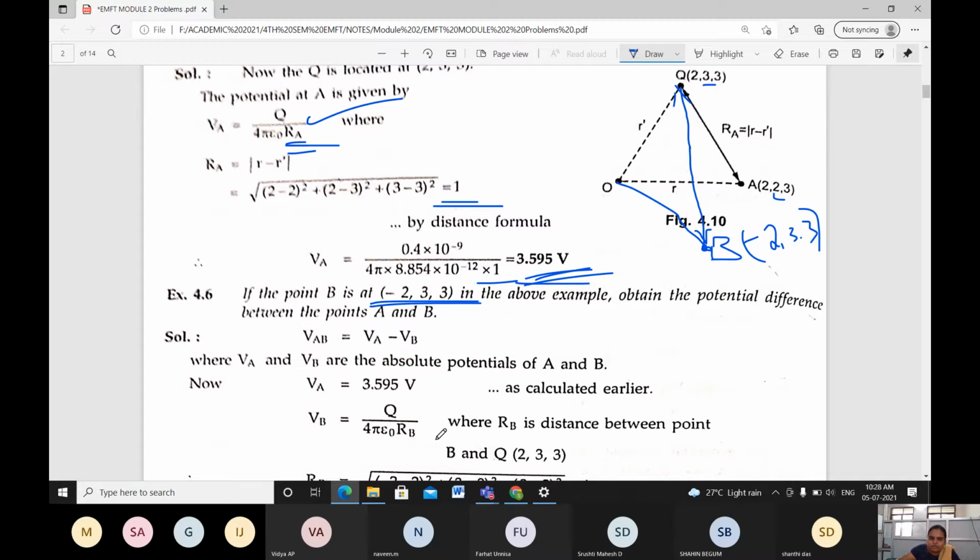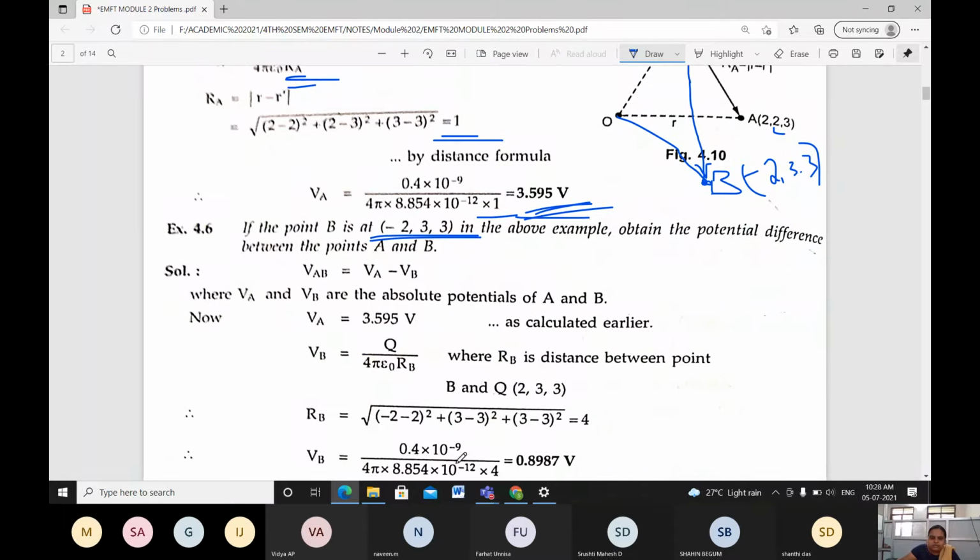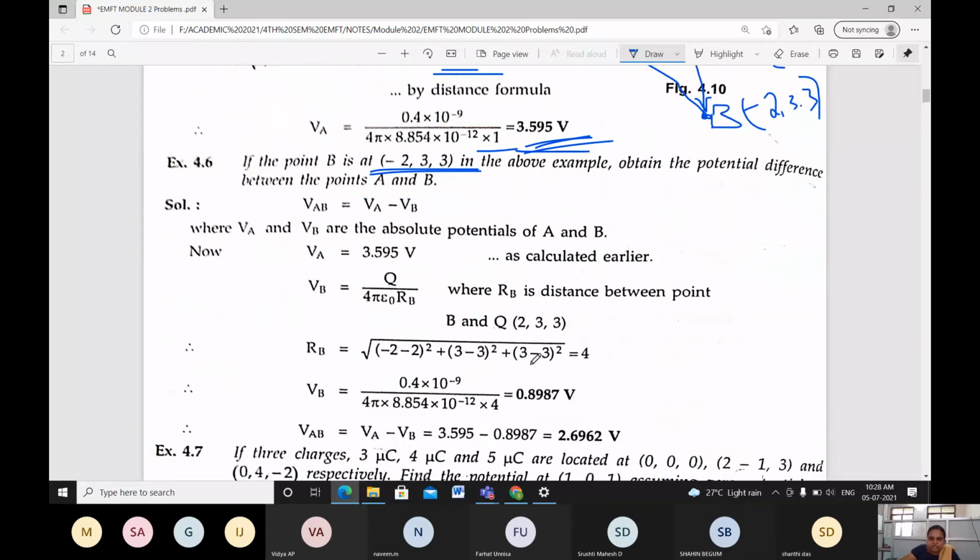Minus 2 of minus 2, then 3 minus 3, again 3 minus 3, you'll be getting 0, 0 only, then you'll be getting the distance as 4. Then find out VB, that is equal to Q divided by 4 pi epsilon naught into RB, that is 4. Then substitute the value, then you'll be getting 0.8987 volts. Then VAB is VA minus VB, subtract these two, then you'll be getting 2.6962 volts. This is how we have to calculate.